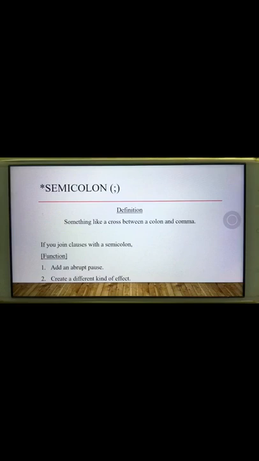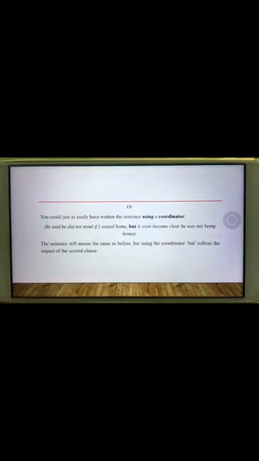A semicolon is considered quite tough to use in a sentence. If we do not use it carefully, sometimes we will easily make grammar mistakes. Therefore, we can always easily change the sentence by using a coordinator, but, to show the same meaning as using a semicolon.